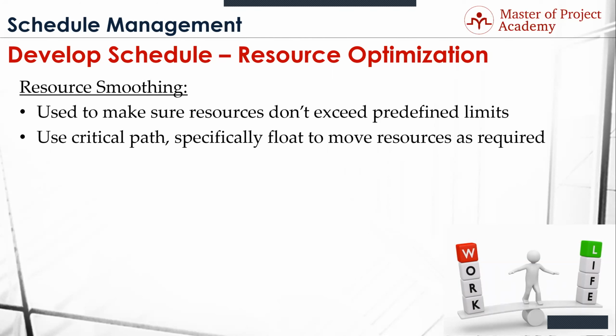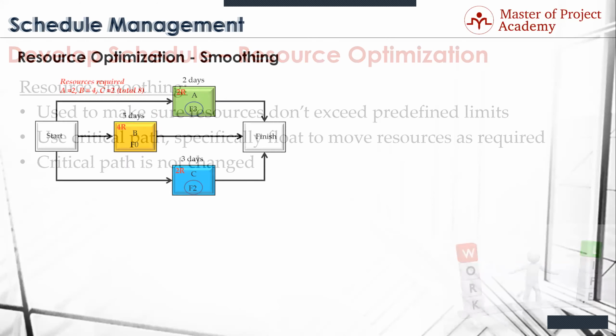And so what you're doing is you're moving around your resources to make use of fewer resources but not affect your critical path. The critical path doesn't change. Unlike leveling, where you're going to extend the project, here you're just moving resources around based on float in order to get the biggest bang for the buck but not change your critical path.